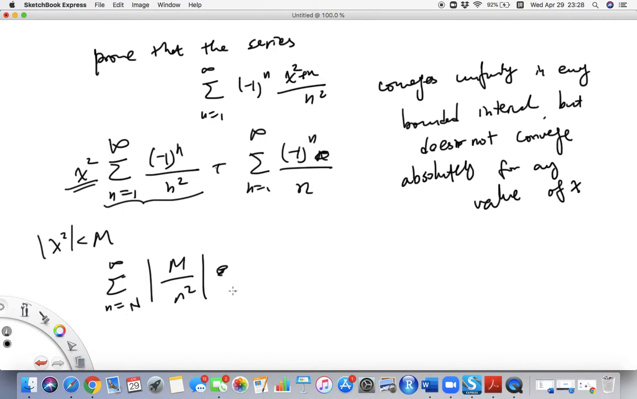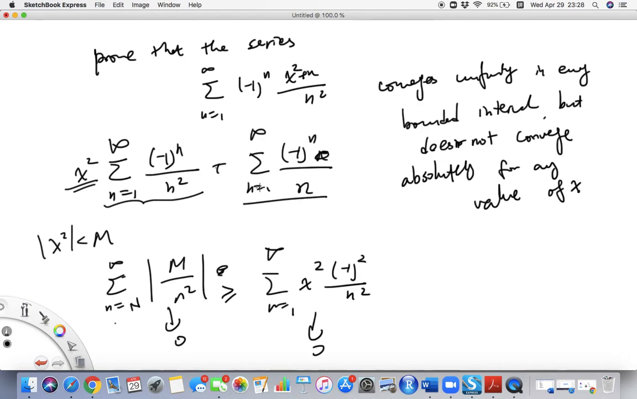So maybe I should say this. So this is greater than that. And we know the tail of this series goes to 0, right? So that goes to 0. So this is convergent. And this is an alternating series, right? And it's independent of x. So it converges uniformly in x.